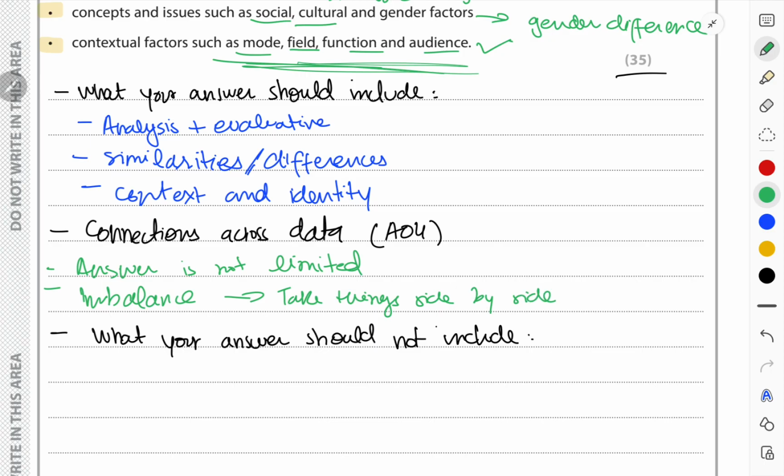You're making a comment on lexis for text A and then for text B. And then you're making a comment on gender difference, for example, first on text A, then on text B. If you keep it side by side, you're maintaining the balance that's required.